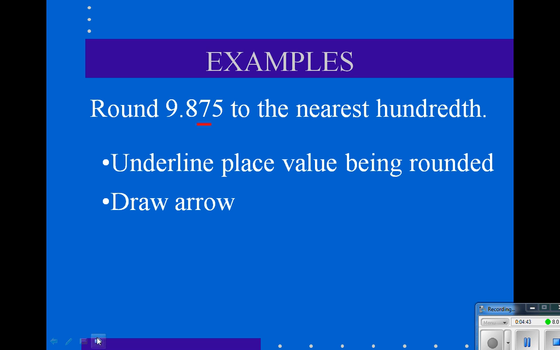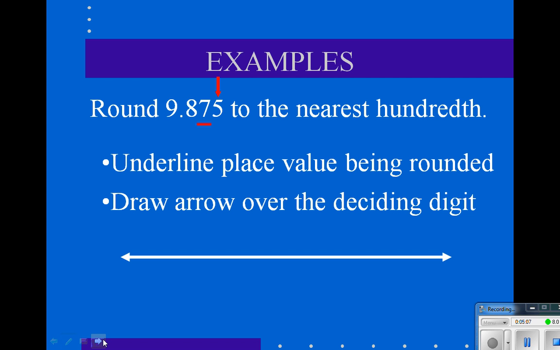So let's look at this example. We are going to round to the 100th spot. The 7 is in the 100th spot. The 5 will be the deciding factor of whether 7 is going to stay the same or 7 is going to have 1 more added to it and make it an 8. So let's first look at the number line. We are going to put 9.87, and then on the opposite side, we will put 9.88.